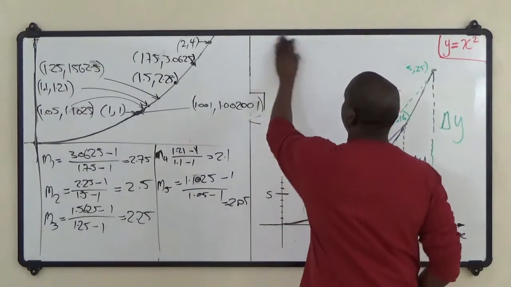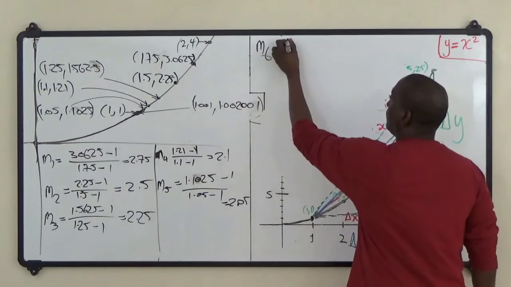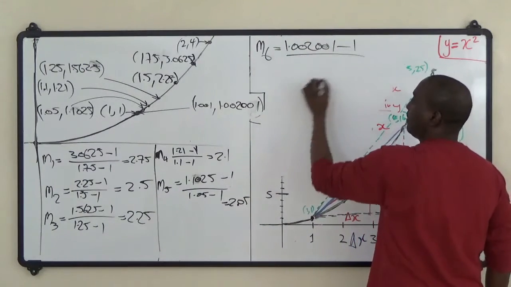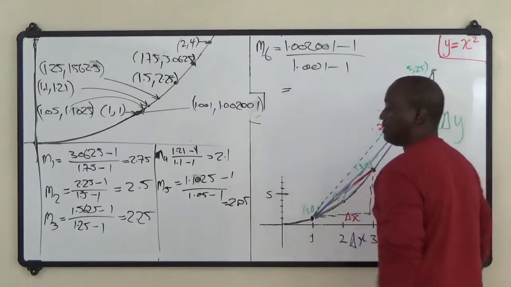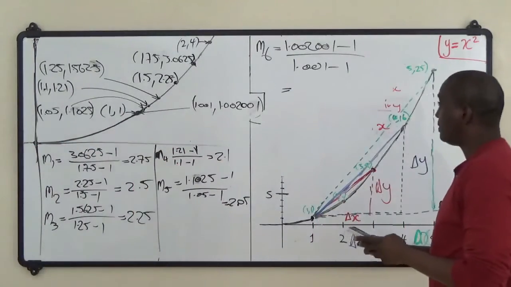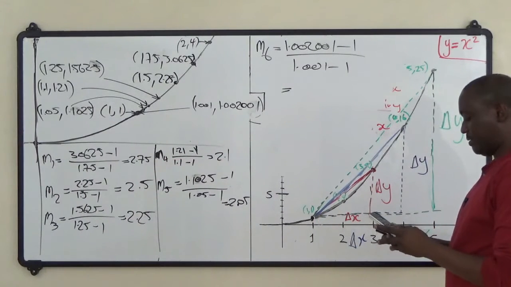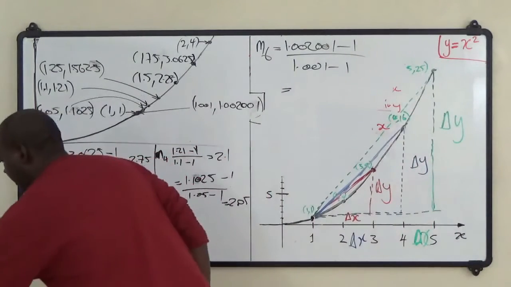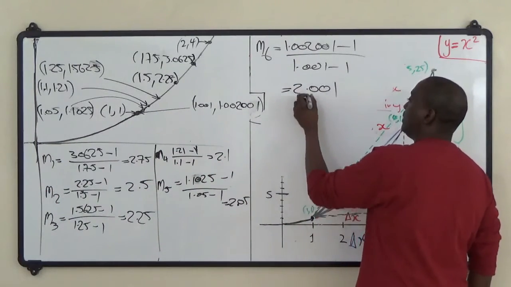So M6 is equal to what? 1.002001 minus 1 all over 1.001 minus 1. And that's equal to what? 0.002001 divided by 0.001 is equal to, look at it, 2.001. All right. So 2.001.